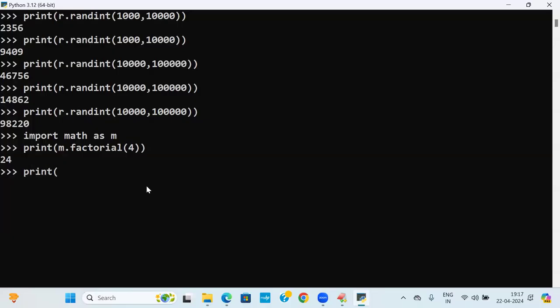Print of what? math dot what? Math dot sine of 90. What is the value of sine 90? Okay, good. So is any new member there in this class?